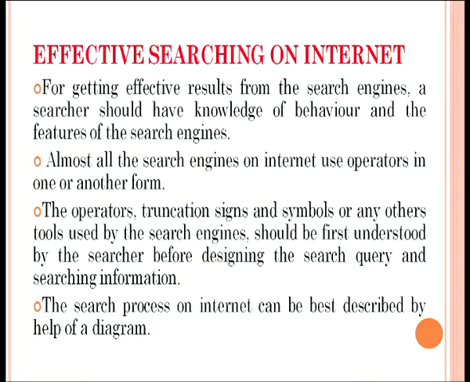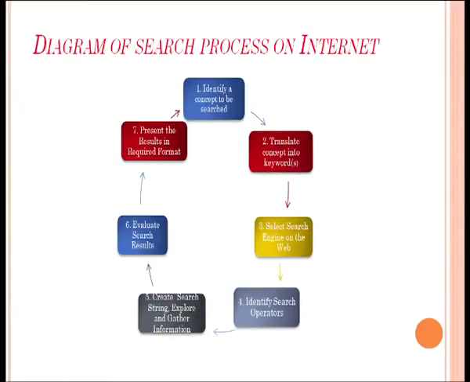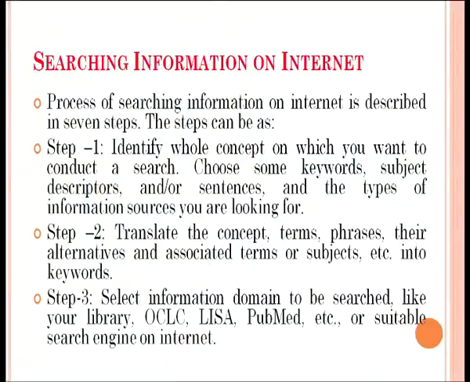The search process on the internet can be best described in this diagram, where we are showing you 7 points, which show how we can start a search and how finally it should be given shape. The process of searching information on the internet is described in 7 steps. Step 1 is to identify the whole concept on which you want to conduct a search.